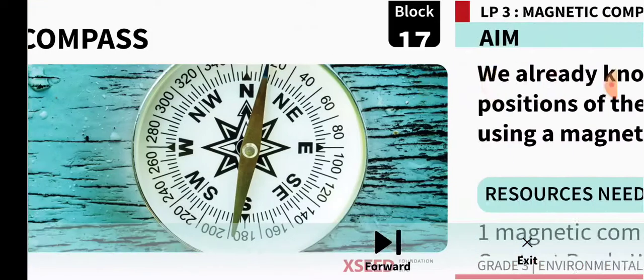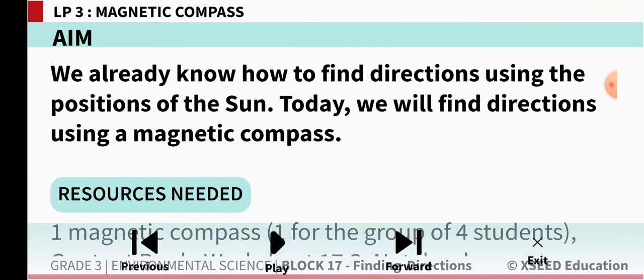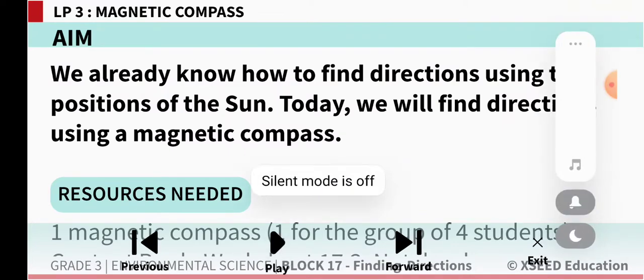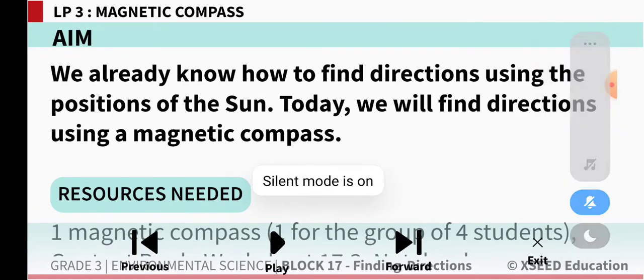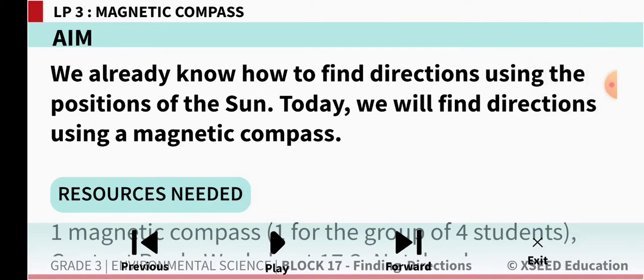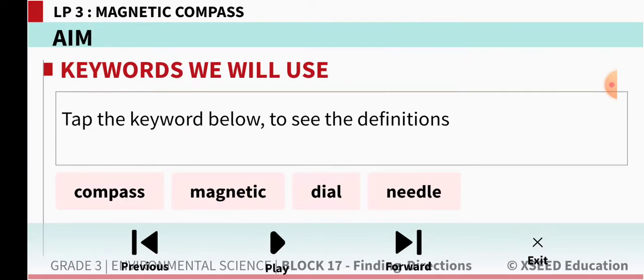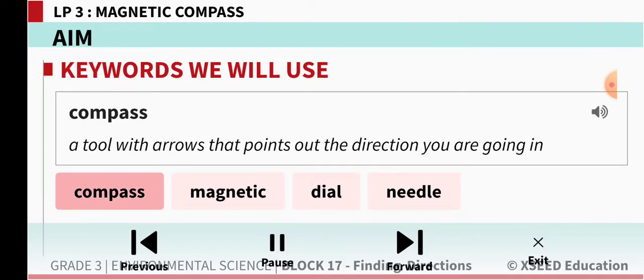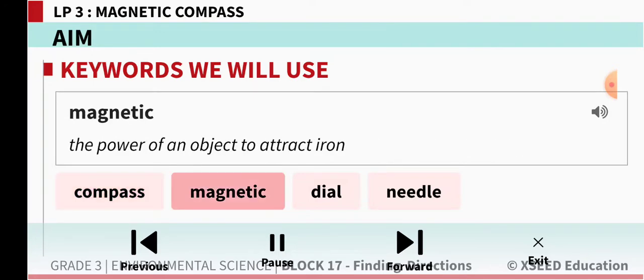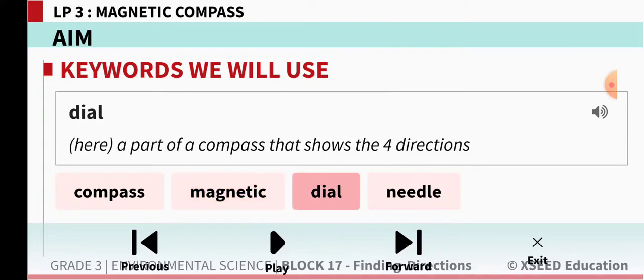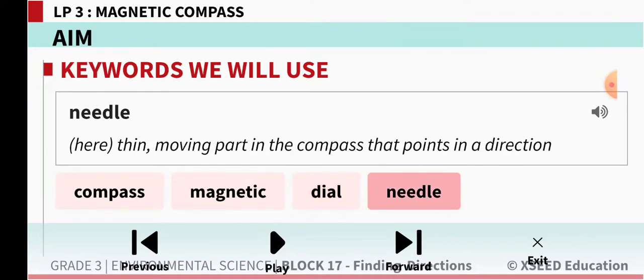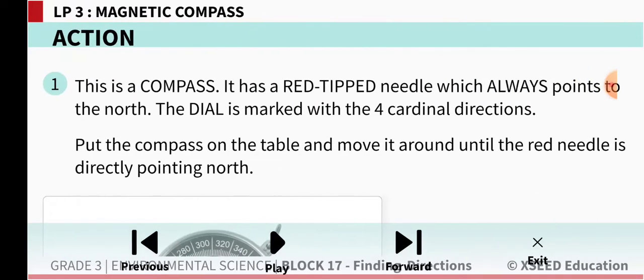Right, let's move on, learn more. So we already know how to find out directions using the position of the sun. Today we will find directions using a magnetic compass. The keywords are compass, a tool with arrows that point out the direction that you are going in. Magnetic, the power of an object to attract iron. Dial, a part of compass that shows the four directions. Needle, thin moving part in the compass that points in a direction.